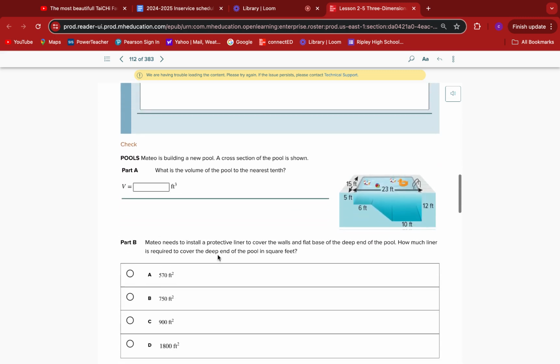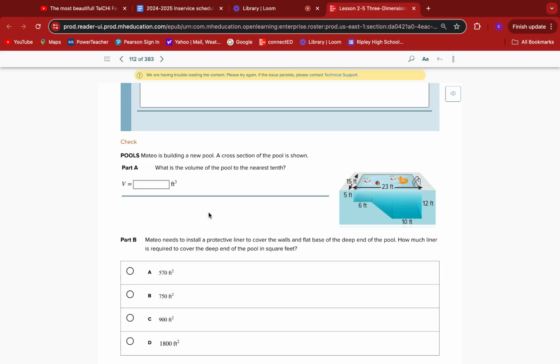Okay, we've got a check here. Mateo is building a new pool. A cross section of the pool is shown. All right, what's the volume of the pool to the nearest tenth? Well, first off, you're going to have to realize they are prisms, and there's 3 prisms. You've got this prism, the 15 by 5 by 6. You've got this prism, the 15 by 12 by 10. And then you've got this prism with the slant that you're going to need to kind of keep in mind.